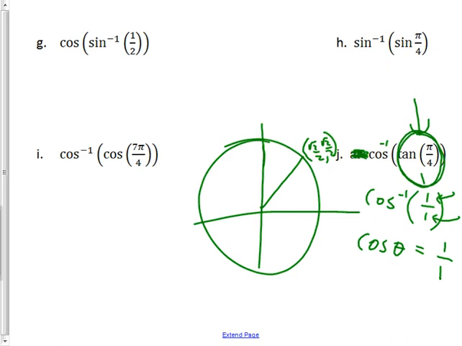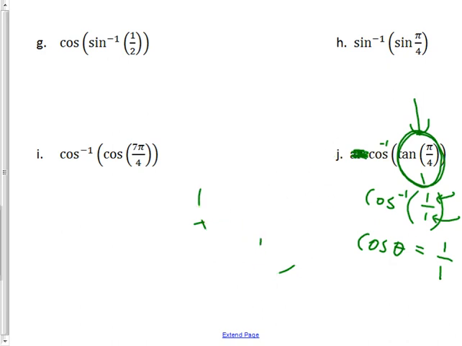All right, so now if I do this, cosine of theta is equal to 1. I'm going to draw my picture. I'm going to say, all right, where is inverse cosine actually allowed? Here and here. Where is cosine positive?